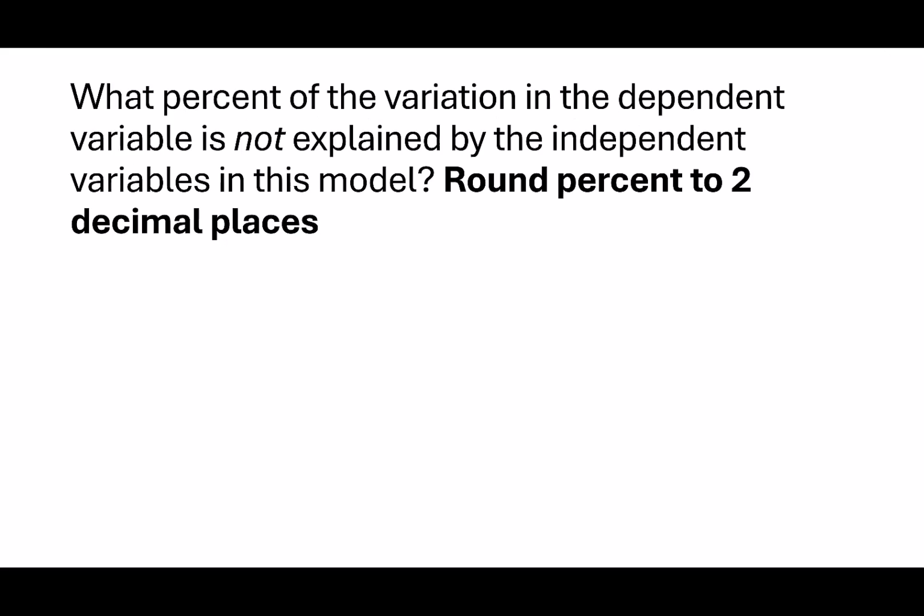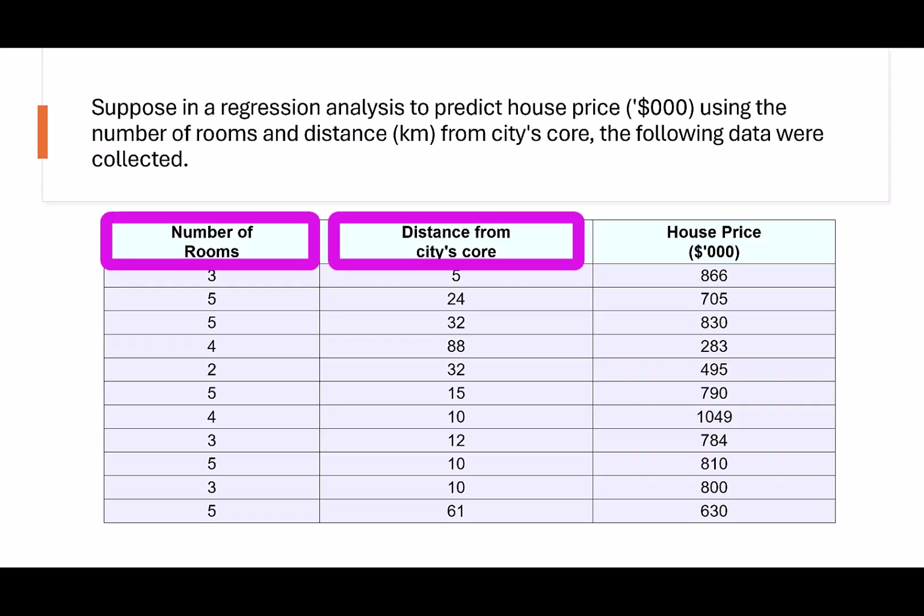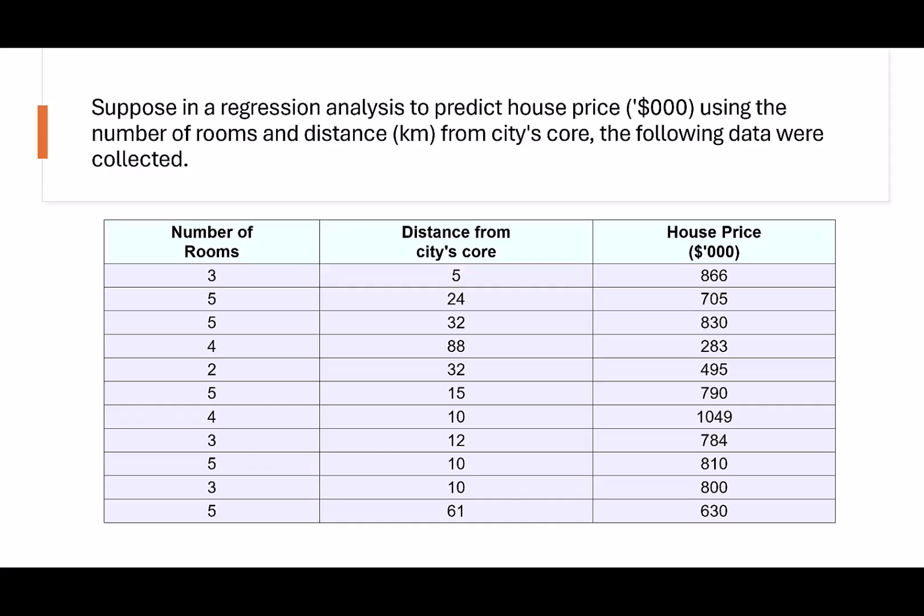The first question says, what percent of the variation in the dependent variable is not explained by the independent variables in this model? We're going to round to two decimal places. We have two independent variables, the number of rooms and the distance from the city's core. Those two are working together to help model the home price.